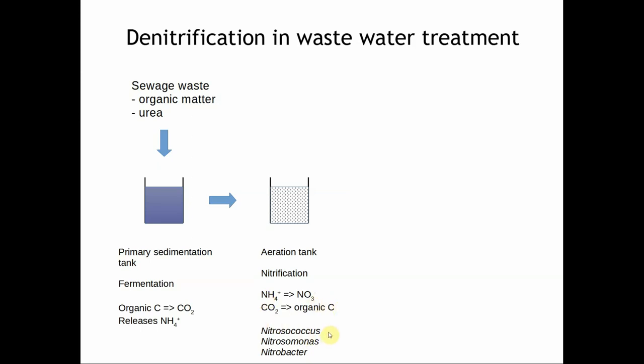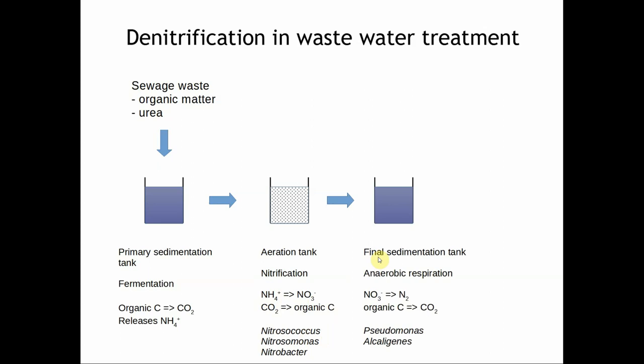These bacteria will grow and also sediment out, and then the final step is to put this back into a final sedimentation tank, so the bacteria will sink to the bottom. Once again, any organic carbon that is available will be used by bacteria that perform anaerobic respiration using the nitrate formed in the previous step as the electron acceptor. In this case, the nitrate will be reduced to nitrogen gas, which bubbles off. The bacteria performing this step are Pseudomonas and Alcaligenes.